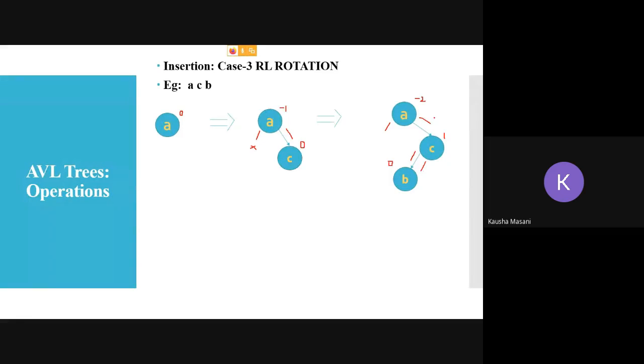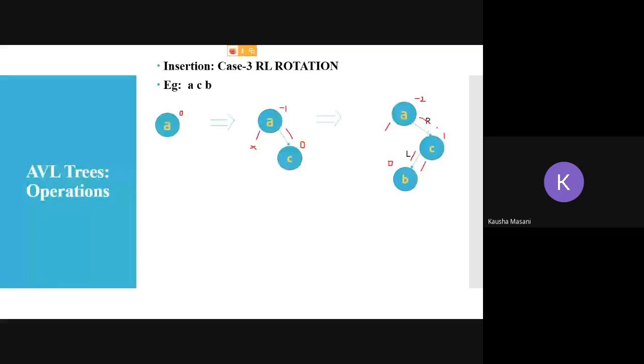Because first I inserted on the right side, then I went and inserted on the left side. Okay, so this case is of what? Right left rotation. All right. So again, what you have to do? You have to select the median value.